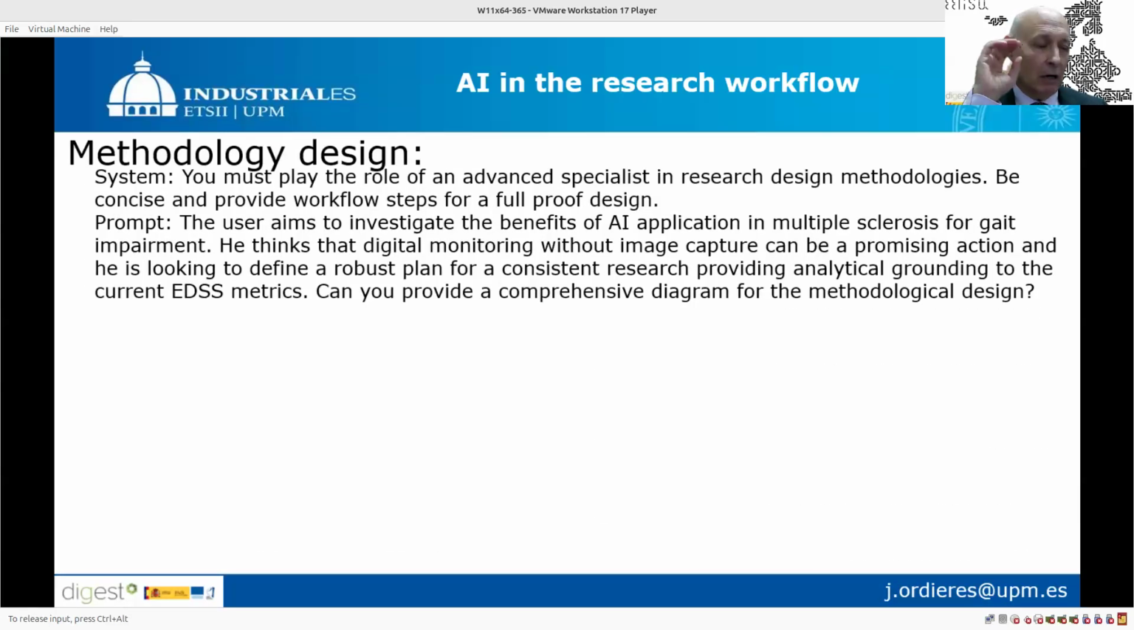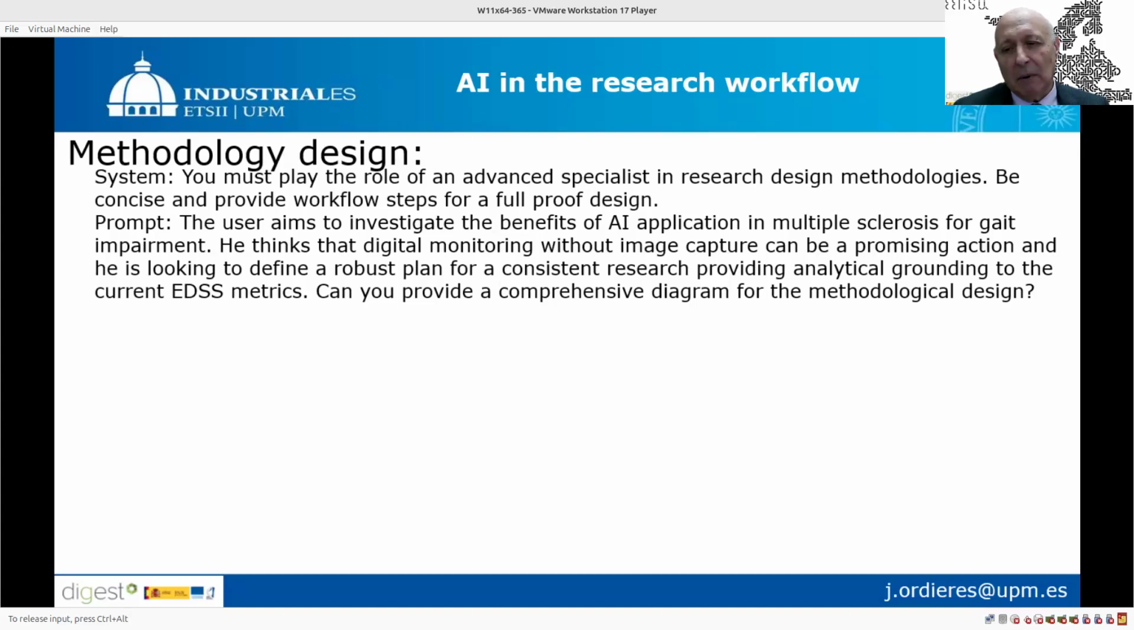Okay, after the ideation, as I told you before, we need to remember that the second step will be the review, which will be analyzed later. Then the third one should be the methodology design. So what I did here is just use the LLM, asking it to produce a kind of research method for one specific research question I have. I instructed the system to play the role of an advanced specialist in research design methodologies, be concise, and provide workflow steps for a foolproof design. And then the prompt, which is my need for my research question.